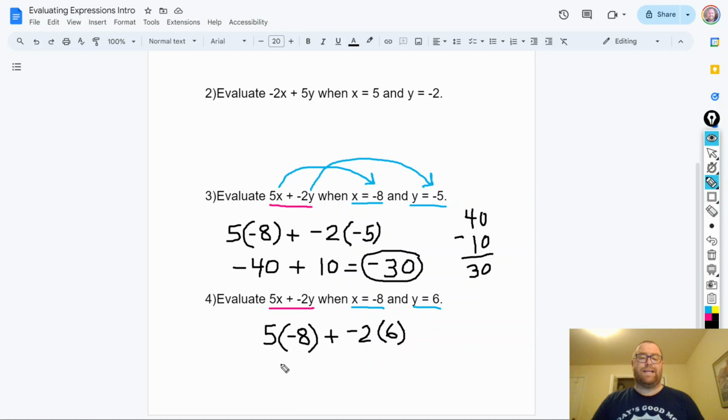Okay, so 5 times negative 8 is negative 40. Negative 2 times positive 6 is negative 12. And since these are both negative, we're just going to add the numbers together and then make it negative. So if we want to think of it that way, we do 40 plus 12. That's going to give me 52, but we've got to make it negative 52. Okay, so this expression evaluates to negative 52.